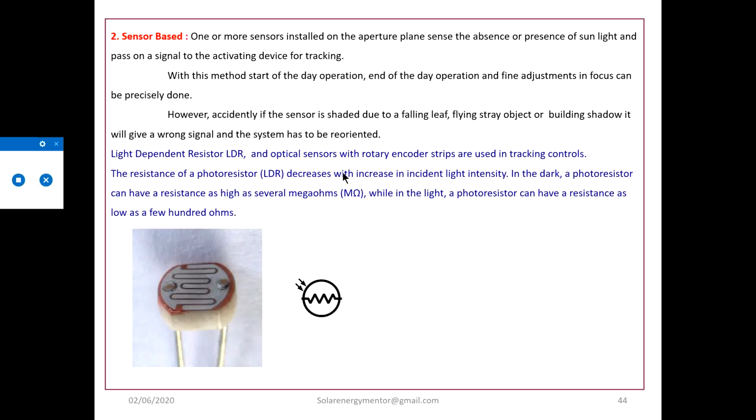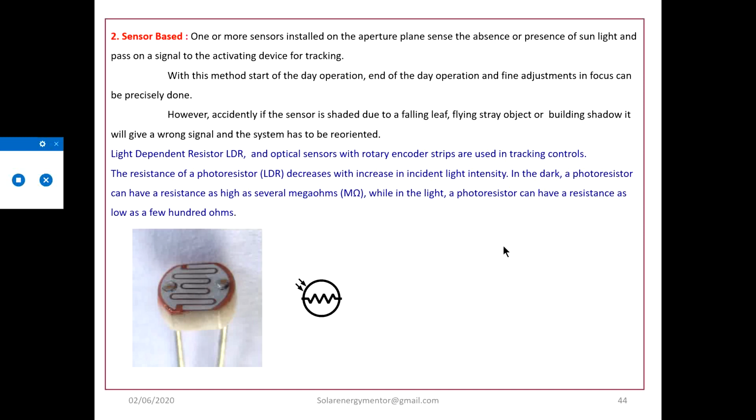So in sensor based systems, these light dependent resistors, this is an LDR, this is a snapshot or photograph of an LDR, and this is the symbol of the LDR, which operates on the light. So light dependent resistor, which is called LDR, and optical sensors with rotary encoder strips are used in tracking controls. In case of LDR, the resistance of the photoresistor decreases with increase in the incident light. So when the light falls on this LDR, its resistance decreases.